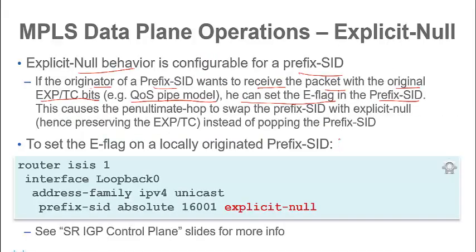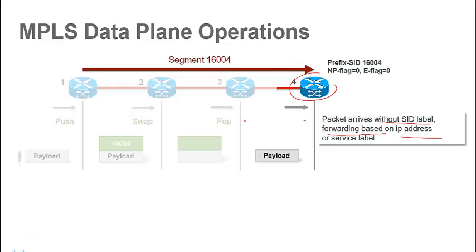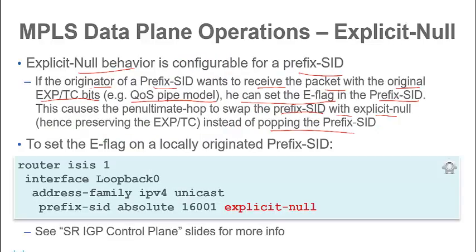Okay, so if you want that, you can enable it. This causes PHP to swap the prefix SID with explicit null instead of popping the label. So it won't pop the label if you enable this. Even to the final router here, the pop is happening before sending to router 4. When you enable this explicit null, the pop won't happen.